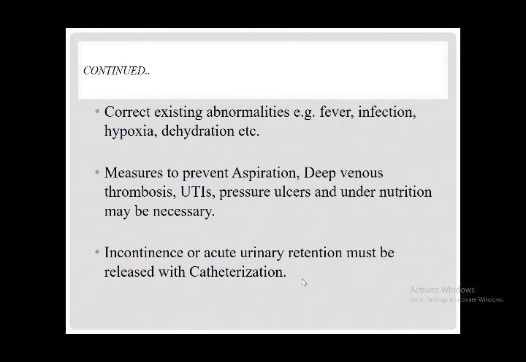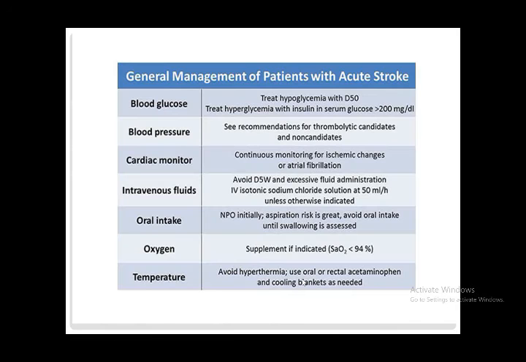If there is incontinence or acute urinary retention, it must be replaced with catheterization, Foley's catheterization. So this is the general management of the patient, or supportive management, that we discuss. So these things should be addressed.